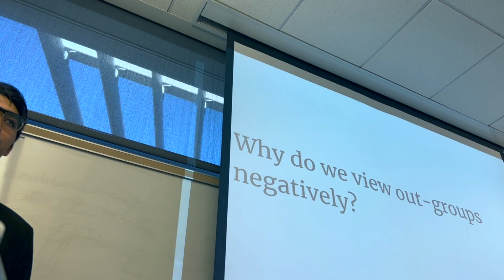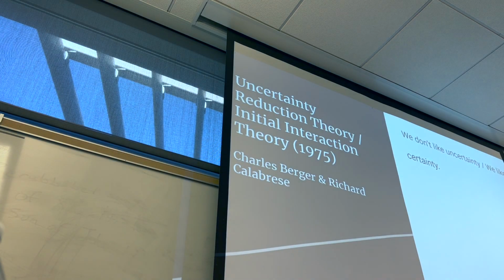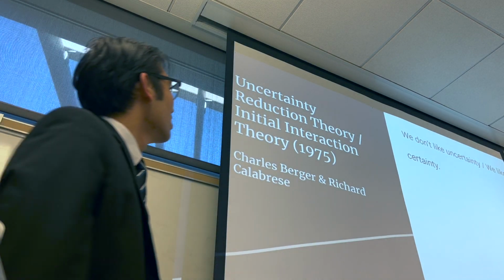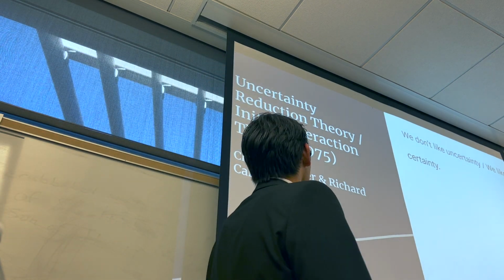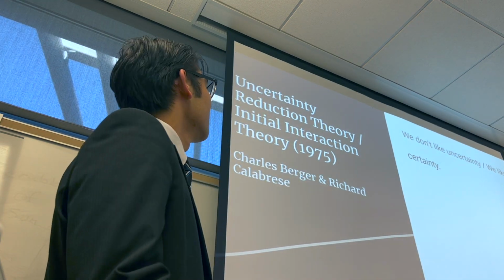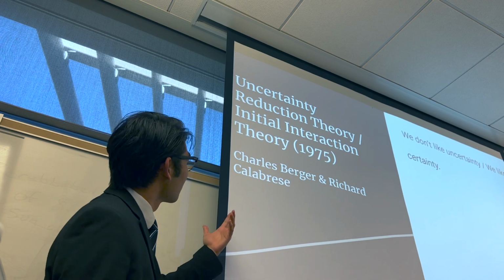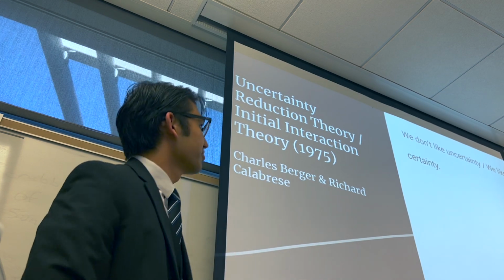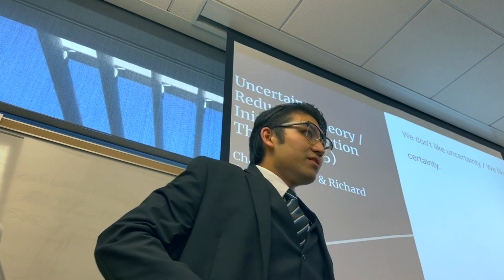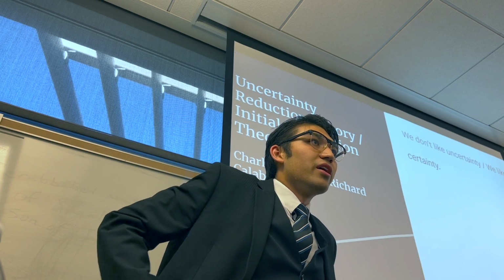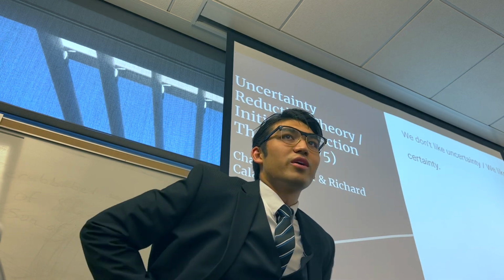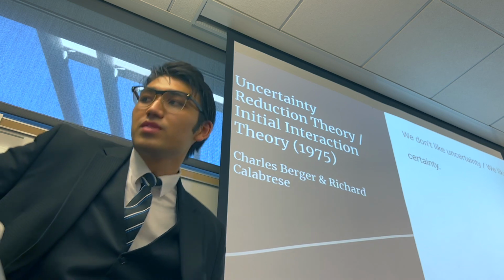Why do we view outgroups negatively? So first I'm going to turn to uncertainty reduction theory. It was initially called initial interaction theory, but now it's called uncertainty reduction theory by Charles Berger and Richard Calabrese. The essence of it is we don't like uncertainty, right? We want to know things because when things are uncertain, we think the worst.